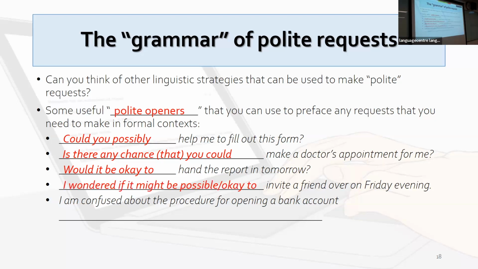So look at the fourth one. I wondered if it might be possible or okay to do something. Again, the I wonder if structure. And sometimes you can put the sentence structure, I wondered if, towards the end of the request. The difference is that if you put I wondered if, you give a reason why you would like to seek advice first. You would like to ask someone to do something first before you present your request. We will come back to this point later.